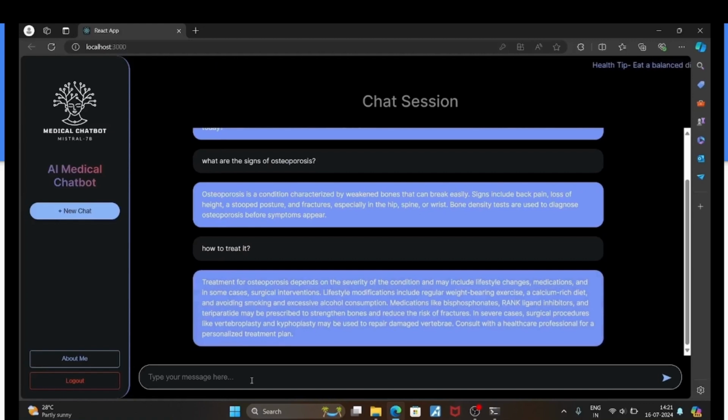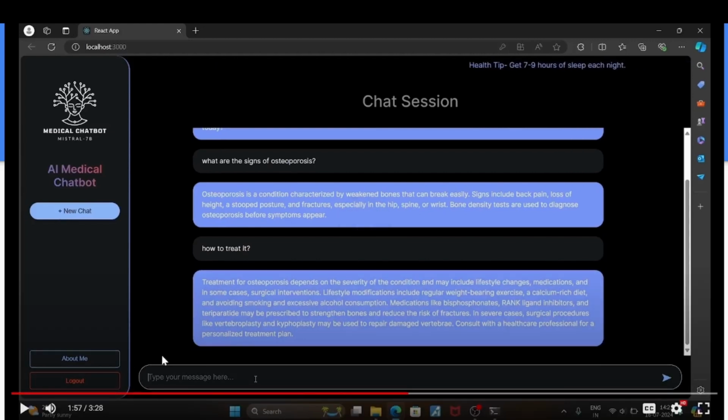So yeah, treatment depends on the severity of the condition. Then lifestyle modifications, avoiding smoking and excessive alcohol consumption, and medications like RANKL inhibitors may be prescribed to strengthen bones and reduce the risk of fractures. In severe cases, surgical procedures may be used to repair damaged vertebrae. Consult with a healthcare professional for a personalized treatment plan. So it ensures the safety of the user also, because in the end it's asking the user to consult a healthcare professional and not to use the medication directly from the chatbot's response, which is good.